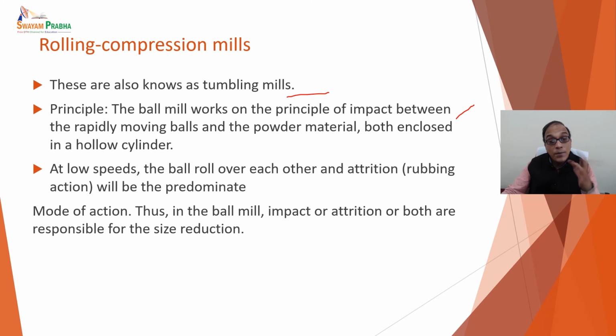At low speed, the balls roll over each other, and attrition, that rubbing action, will be predominant. So does the ball mill work by impact or attrition? Impact and attrition are both responsible for the size reduction. The impact of that movement is there, and then the rubbing motion due to attrition. The combination of both forces leads to size reduction in ball mills, or rolling compression mills.